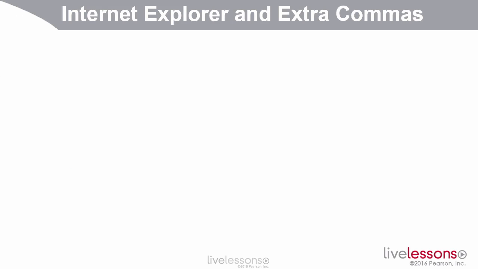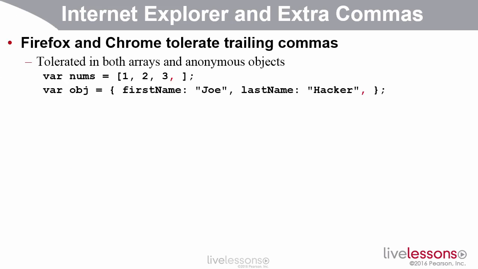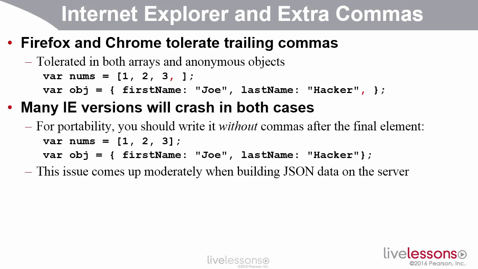Speaking of Internet Explorer, I just wanted to make one quick comment, which is that if you put an extra comma at the end of an array or an extra comma at the end of an anonymous object definition, Firefox and Chrome will just ignore it. But many Internet Explorer versions will crash. Now, in this particular instance, I would say that Firefox and Chrome are wrong. There's not supposed to be a comma at the end. And if your implementation accepts illegal code, it might encourage people to write illegal code. So in this particular case, I would say Internet Explorer is right. But regardless of who is right, the point is you should not have an extra comma at the end.